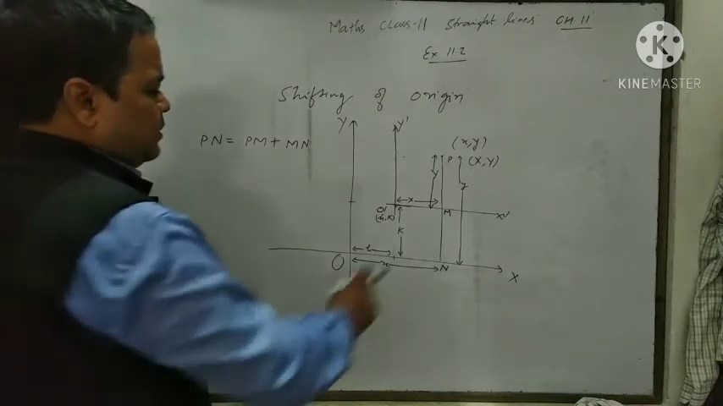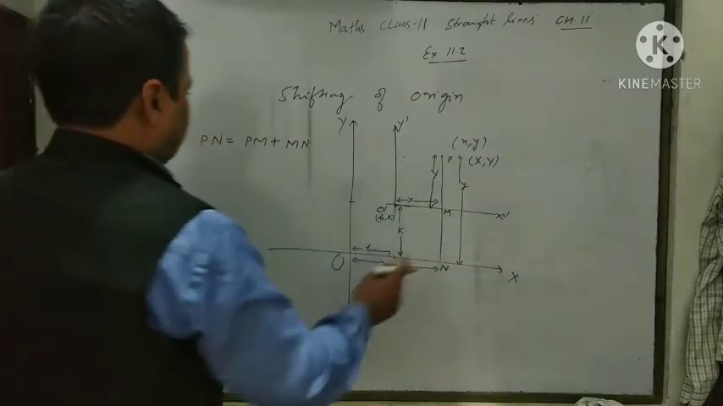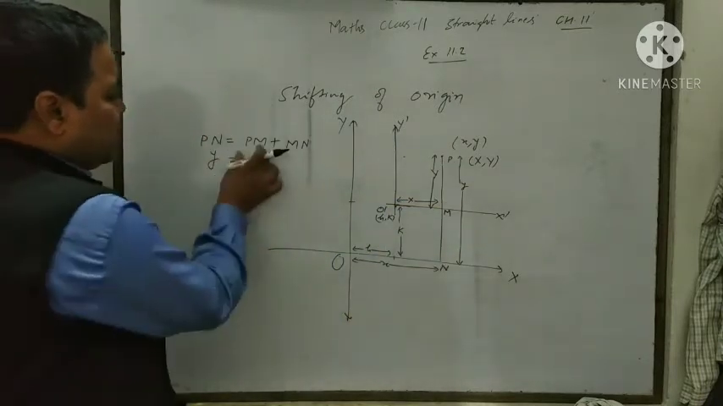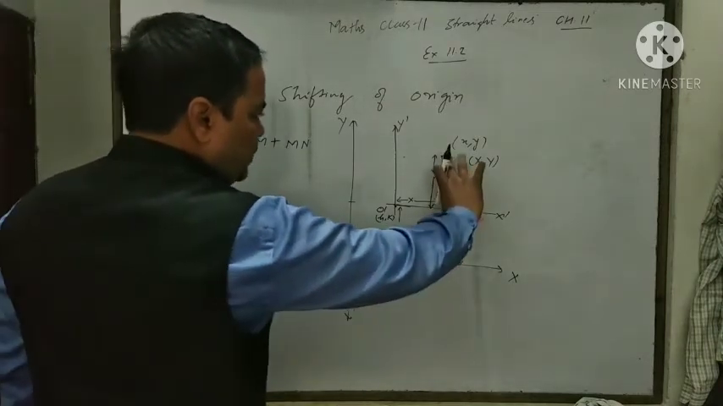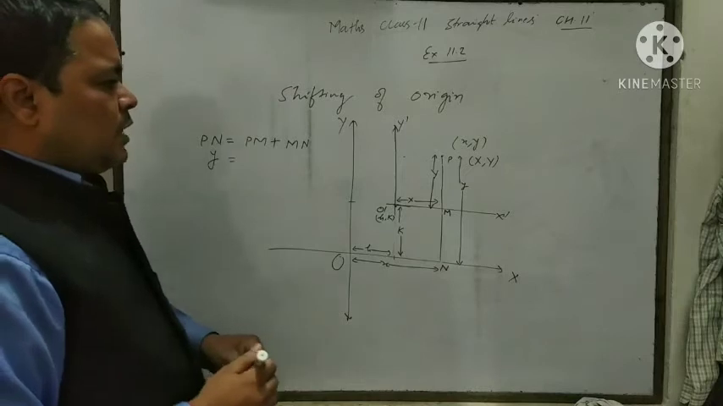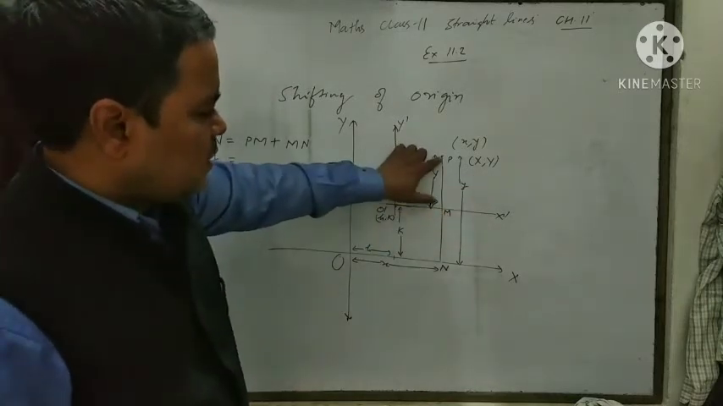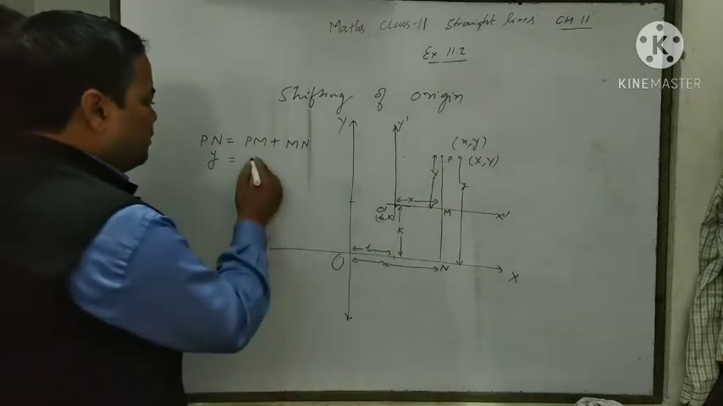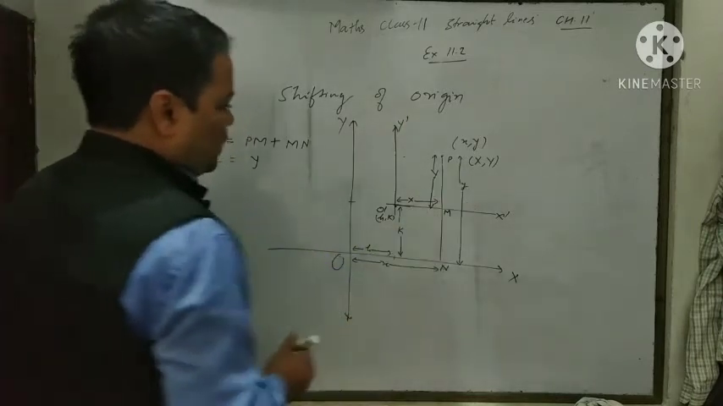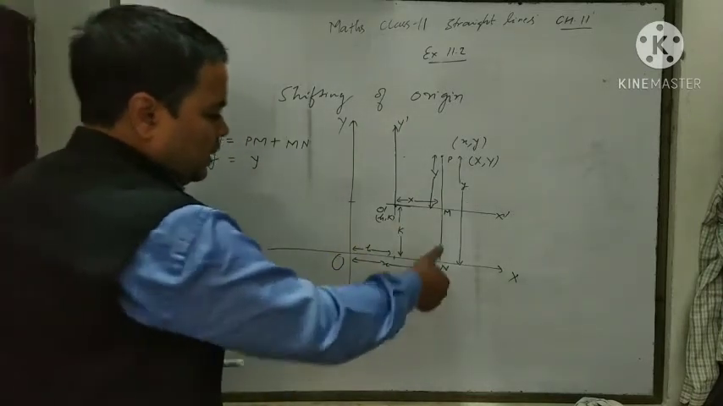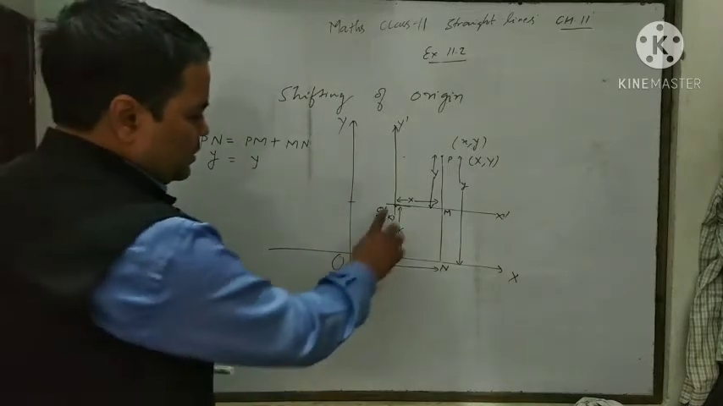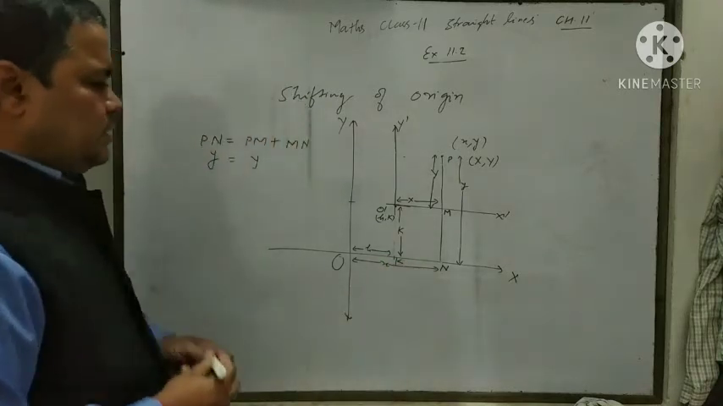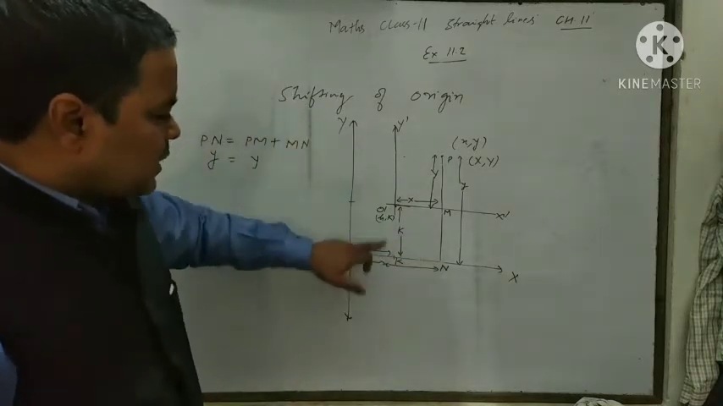Then what is Pn? Pn is capital one, small one. And what is Pm? Pm is this capital Y, the distance of the point B from the new x-axis, that is capital Y. Here Pm is capital Y. And what is Mn? Actually Mn is this. If we just consider it as K, then Mn will be equal to O dash.